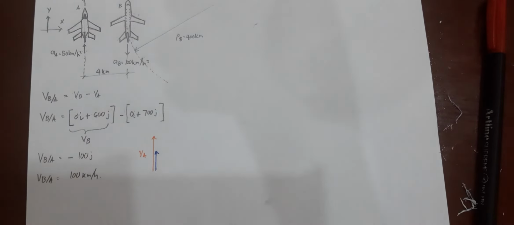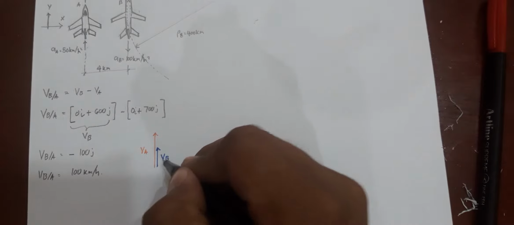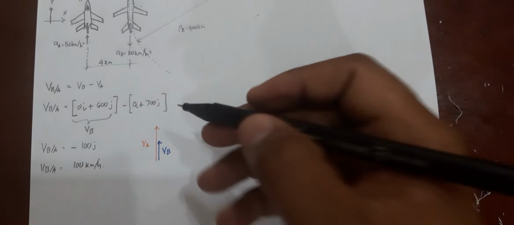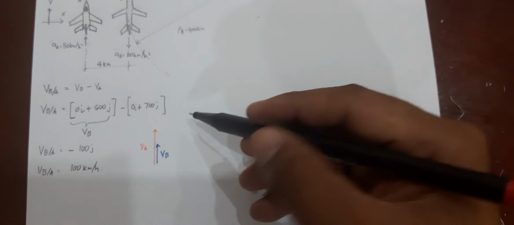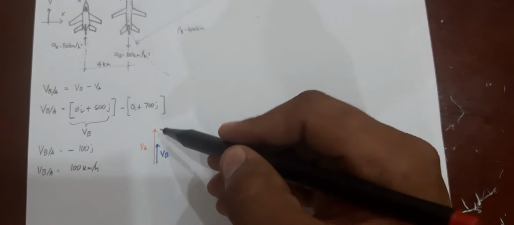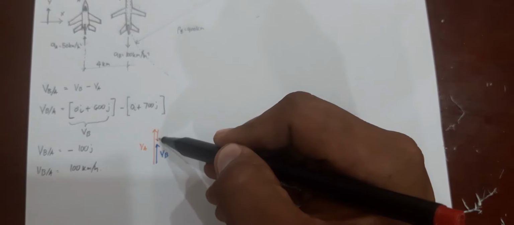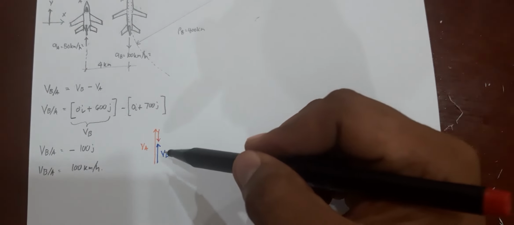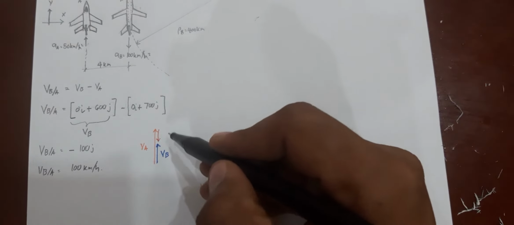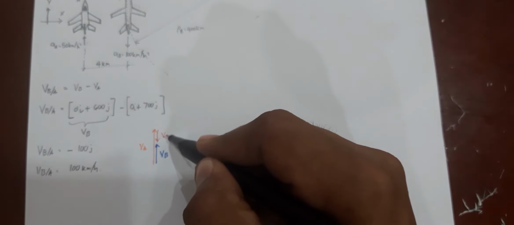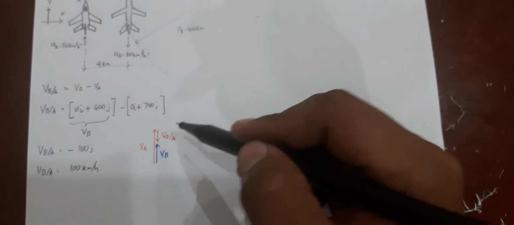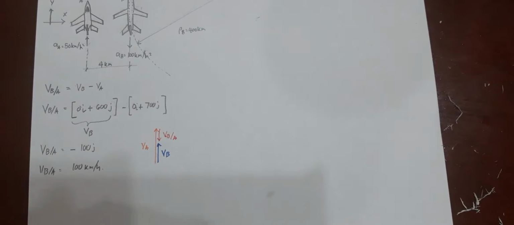Okay, then therefore, the relative velocity of plane B relative to A would be this one. Again, connecting the tip and the tip, minuend and then subtrahend. Basically, that is your VB relative to A. It is negative because it is pointed downwards.